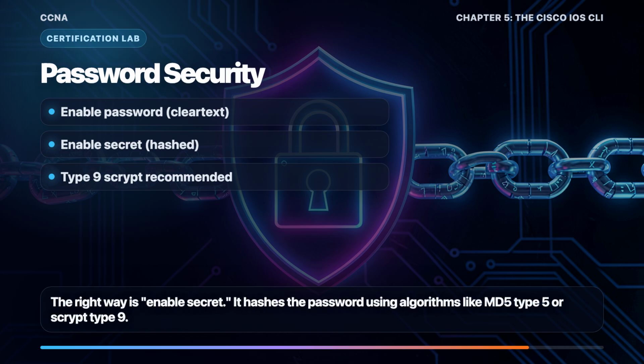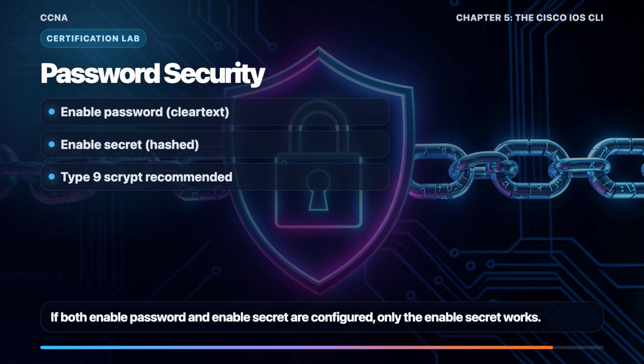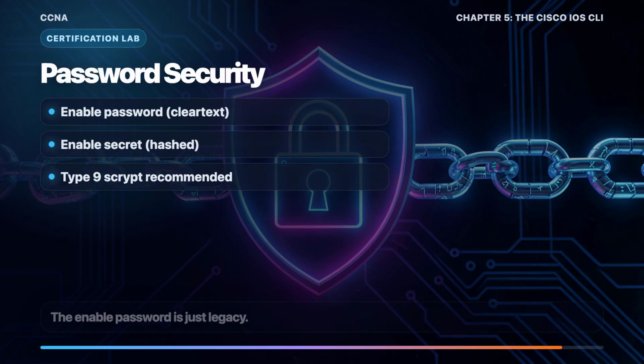The right way is enable secret. It hashes the password using algorithms like MD5 type 5 or scrypt type 9. Hashing is one way. You can't reverse it. Type 9 scrypt is the most secure. If both enable password and enable secret are configured, only the enable secret works. The enable password is just legacy.